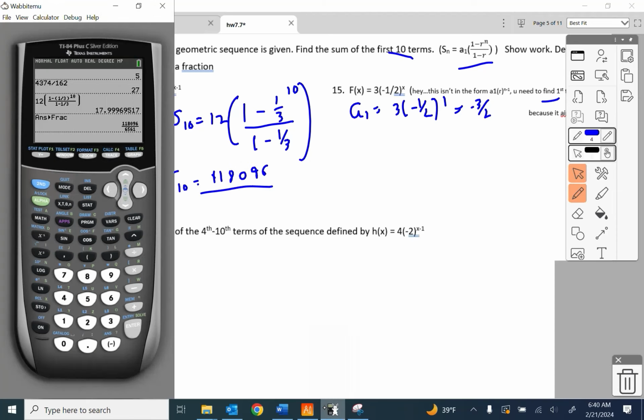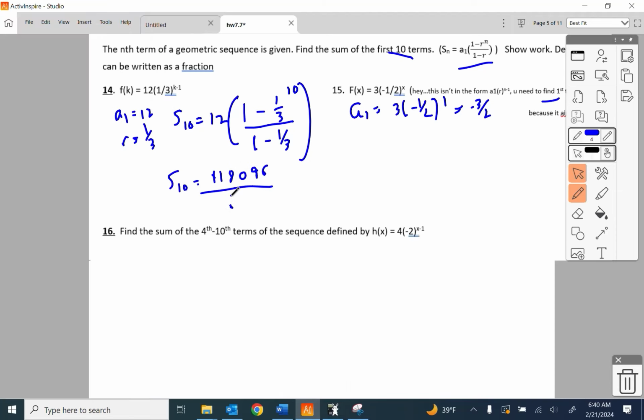Sitting pretty over 65, 61. All right, 16 is find the sum of the 4th through the 10th terms. Now, the number of things that I have is going to be 10 minus 4, add 1 back. 7. I'm finding the sum of 7 things.